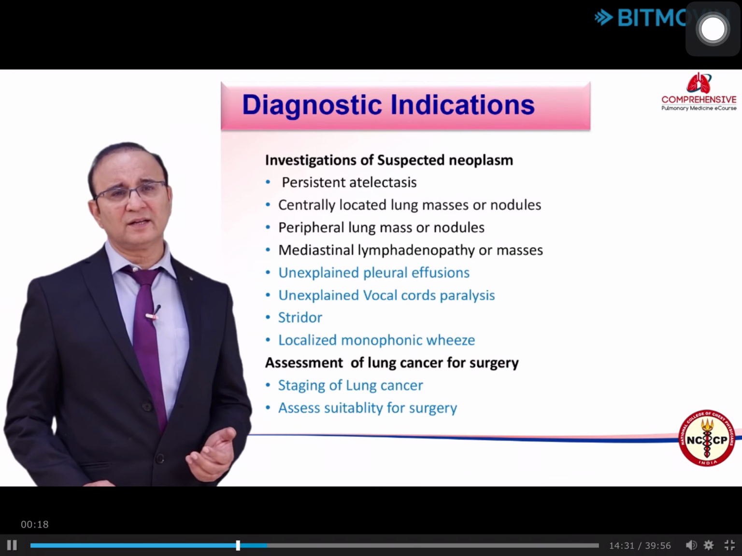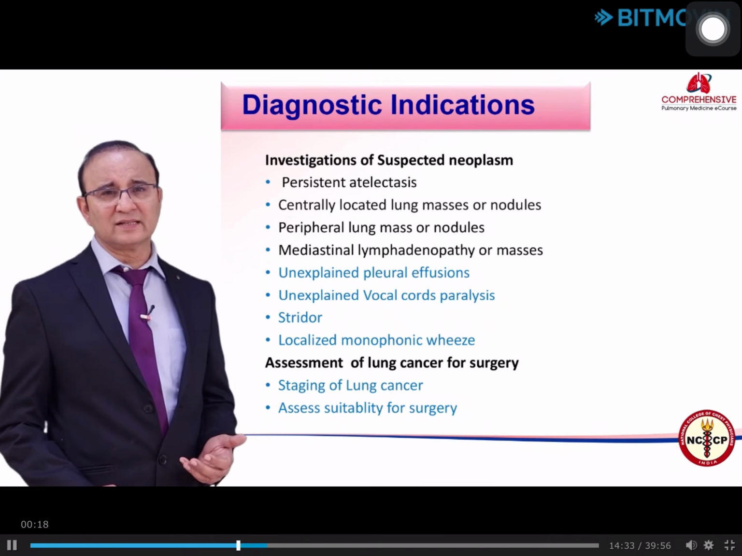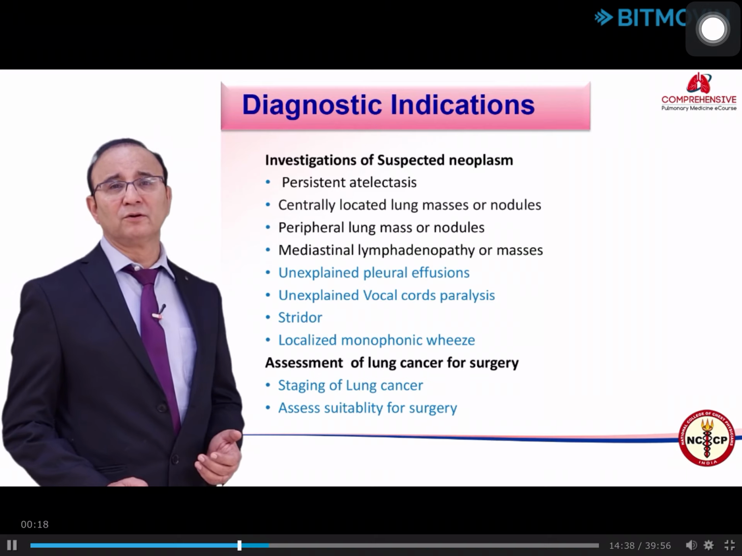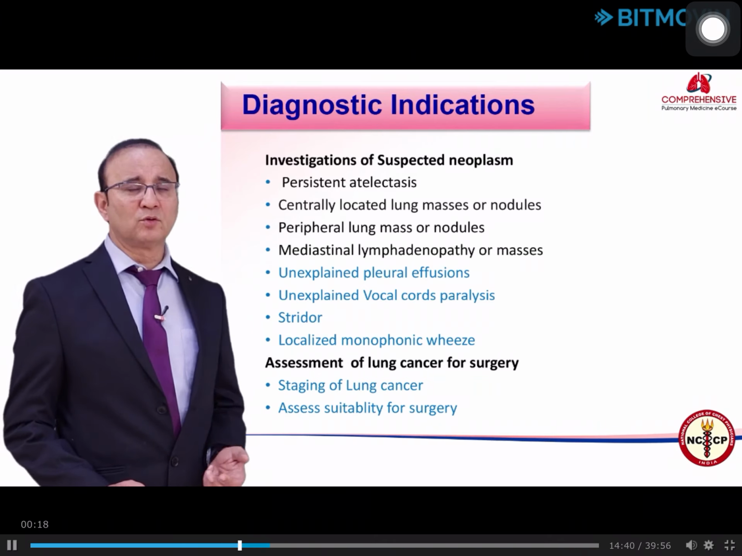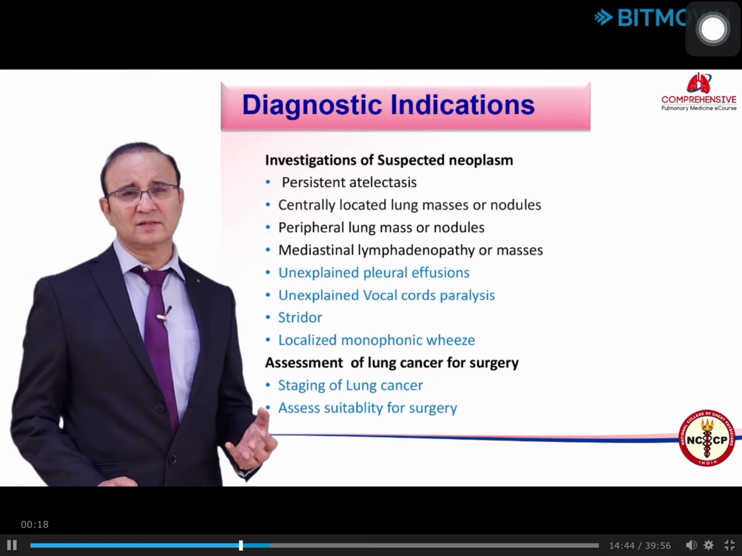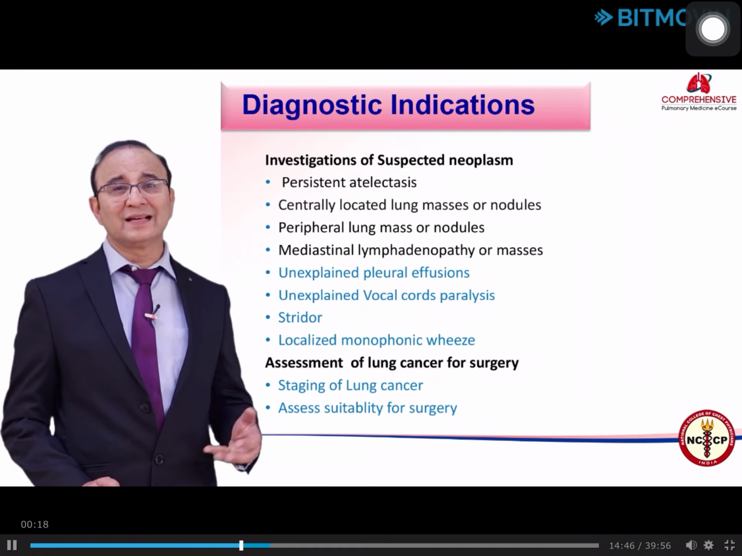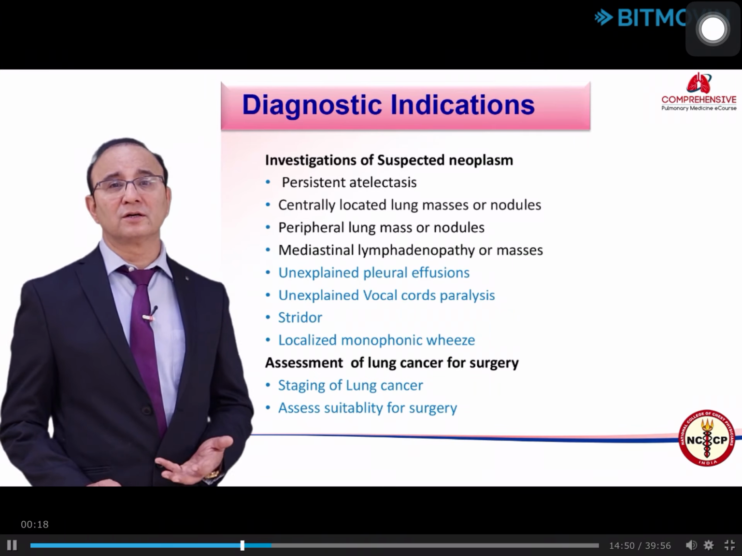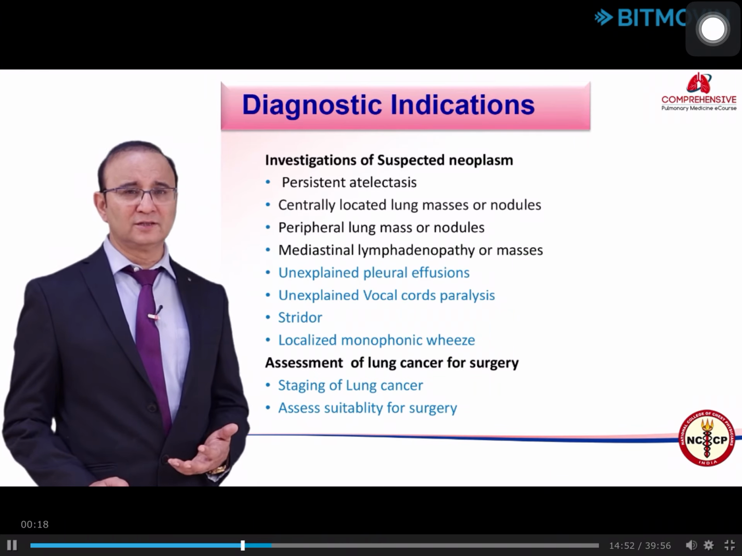Then there are other indications like persistent atelectasis, where again you suspect malignancy, unexplained pleural effusions, unexplained vocal cord paralysis, stridor, localized monophonic wheeze. Less common presentations, but they can be presentations of malignancy, and bronchoscopy should be done to rule out malignancy in these individuals.